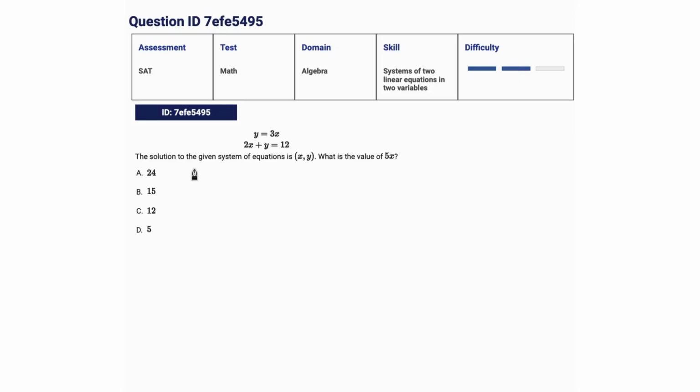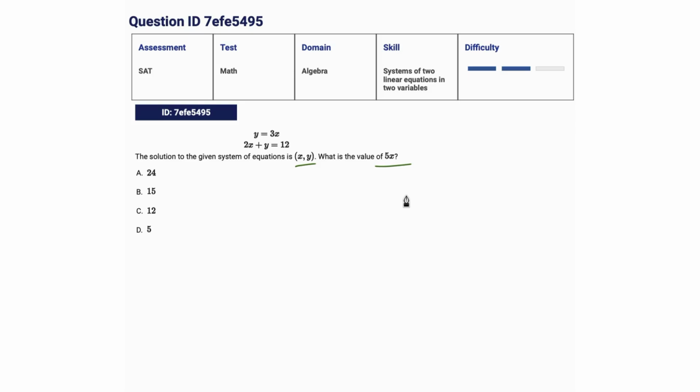The solution to the given system of equations is (x, y). What is the value of 5x? Make sure of that. It's not what is the value of x or y. It's 5x. Now, I'll give you a minute to solve this question, so you can go ahead and pause the video.